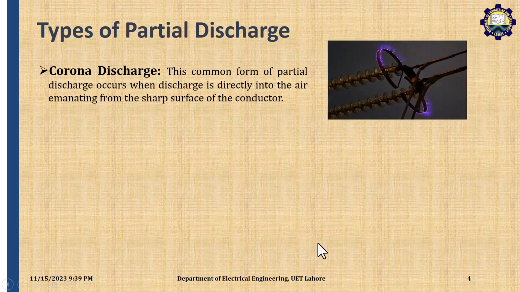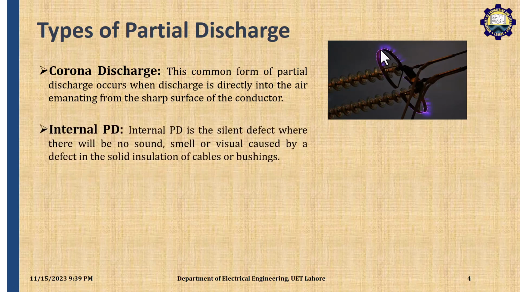So this is a conductor, a high voltage conductor, and here this is a lightning-like visual of a partial discharge. The second type is internal PD. Internal PD is a silent defect where there is no sound. It is very crucial and very dangerous because we couldn't know that the partial discharge occurs. It is a silent defect, no sound, no smell, no visual, caused by a defect in solid insulation.